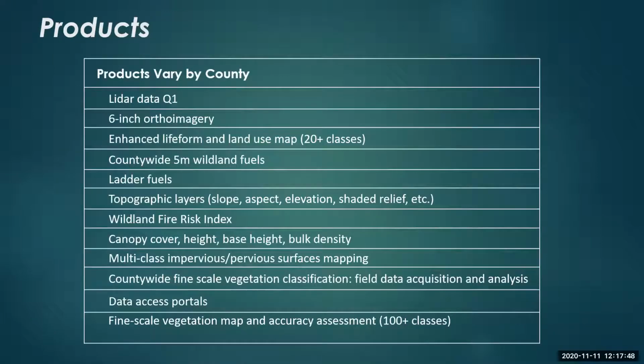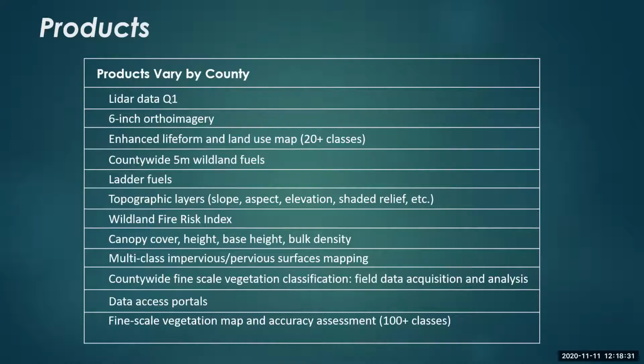So what actually gets produced for the users? Lidar data. We started with Q2, but immediately all the users wanted Q1 Lidar data. So all the counties have Q1 Lidar data. Some of the counties were already collecting it. In some other counties, such as Santa Cruz, we actually did the contracting and collected the data. Then 6-inch multispectral ortho imagery, and a very generalized life form map and land use map. This is a 20-class map that talks about the major land uses, like hardwood versus conifer trees, agriculture, grass. It's a very generalized map, but still very useful for planning.